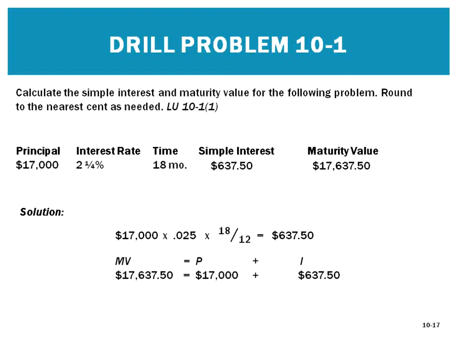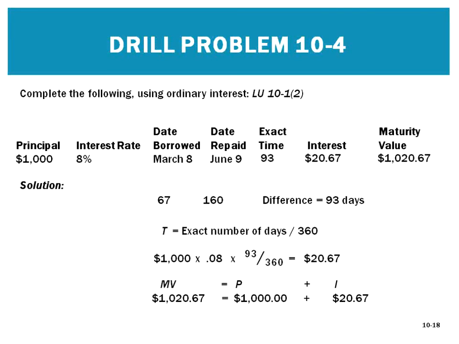That's one answer. What is the maturity value? Simple. Maturity value is equal to principal plus interest. So 17,000 plus $637.50 is equal to a maturity value of $17,637.50 at the end of those 18 months.